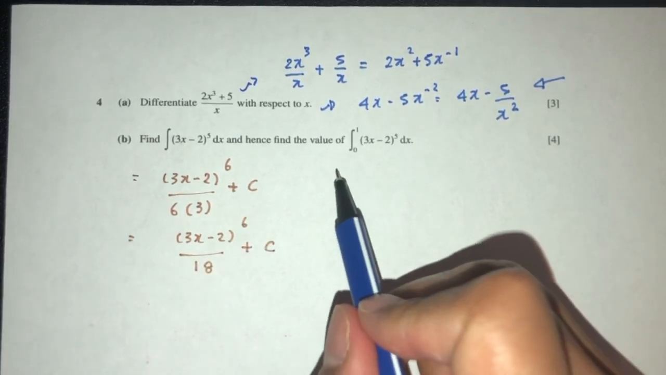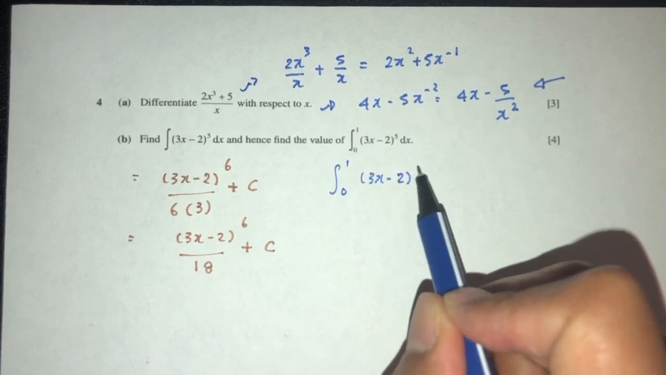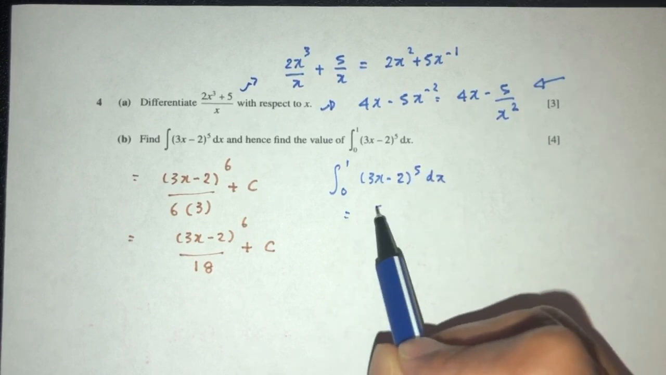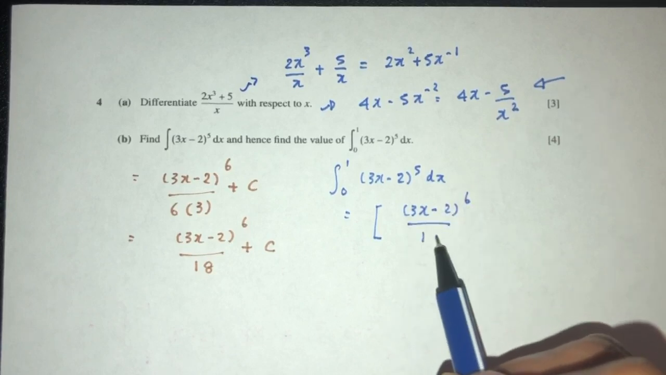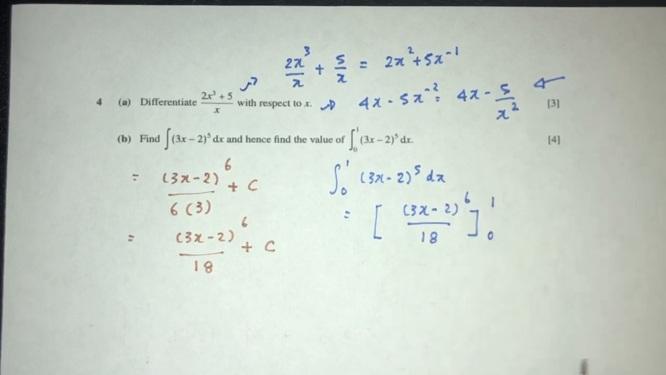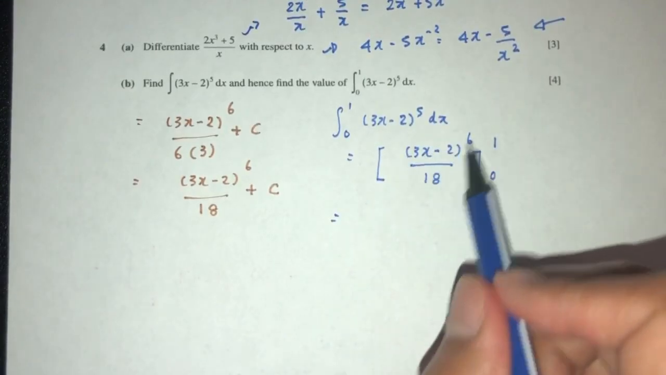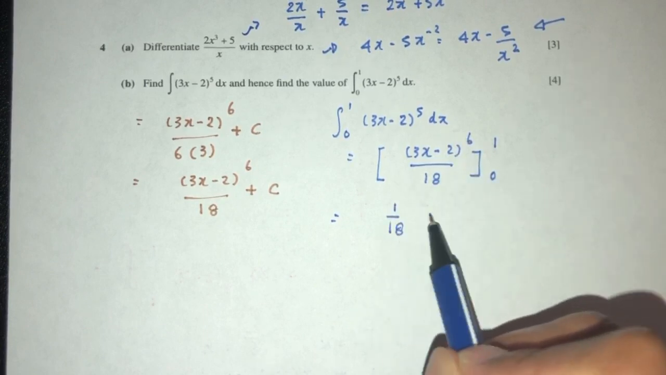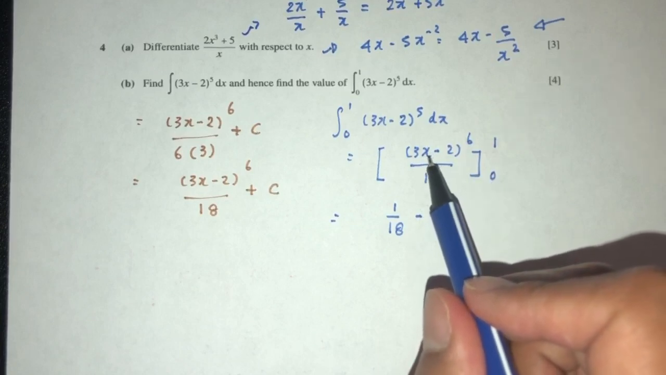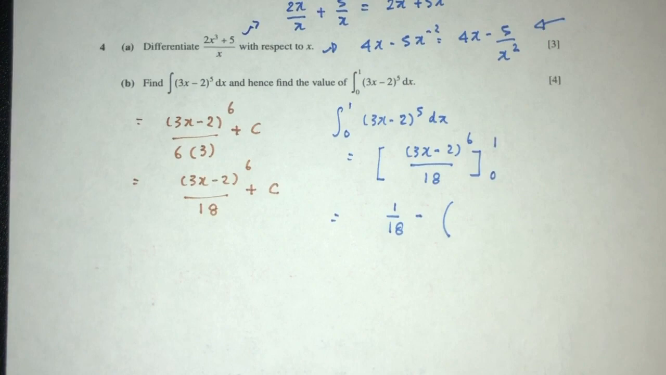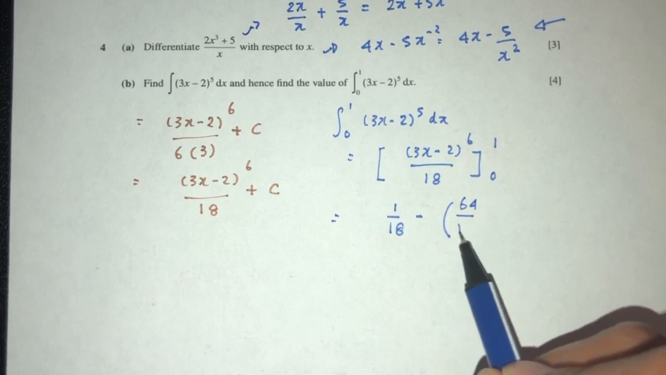Now continue. Integration of this will be, now we just have limits. That will be (3x minus 2) to the power 6 over 18, between 1 and 0. So simplify, that will be 3 times 1 is 3, minus 2 is 1, squared, so power 6 will be 1 over 18. Minus the value of, so here we have 0, and that should give you minus 2 to the power 6. Minus 2 to the power 6 should be positive, 64 over 18.